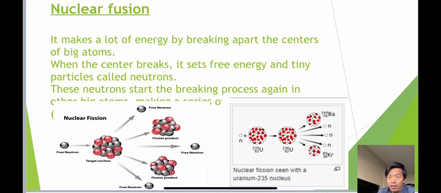This type of series will occur one after another, and there is production of more energy. So by this we can know how nuclear fission can make a lot of energy.